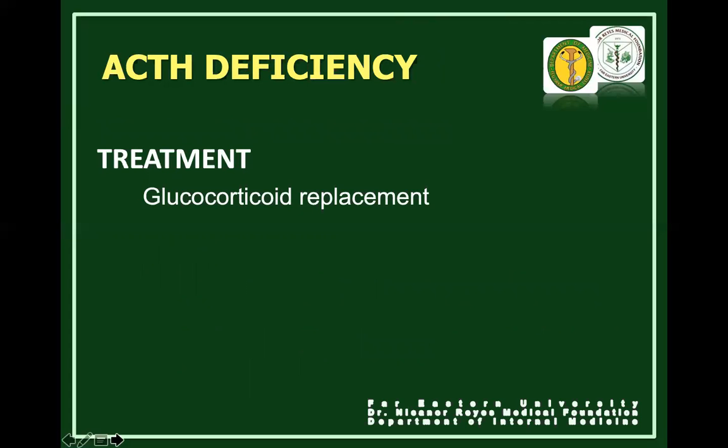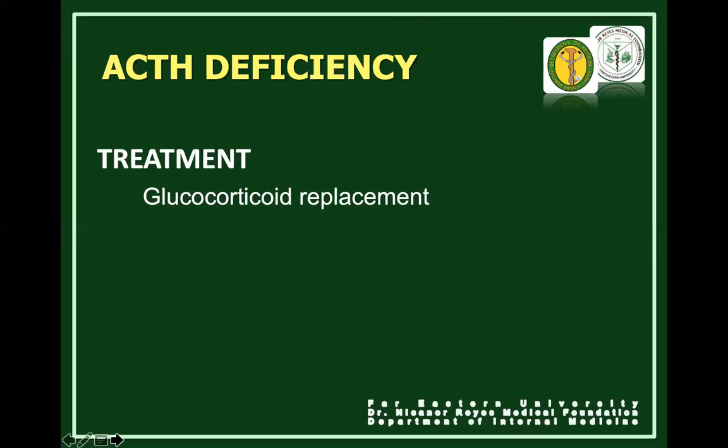Now the treatment is glucocorticoid replacement. Some of you might ask, why not give ACTH, because that is the one that is deficient? Number one, ACTH comes in injectable form, and usually it's for diagnostic purposes. It would be very hard to give injections daily, and it's very hard to follow a circadian rhythm, so that's why it's not being used.